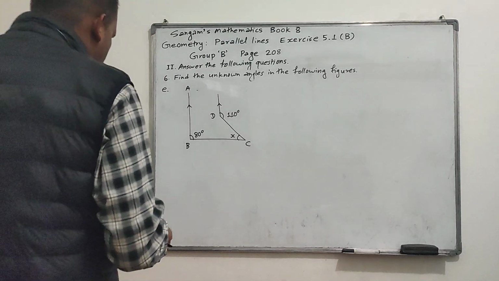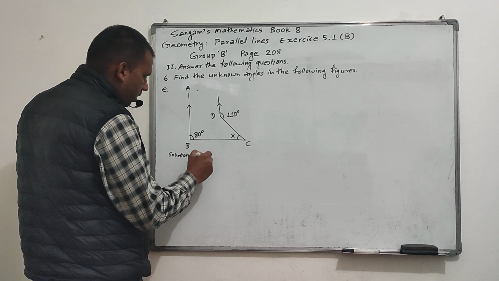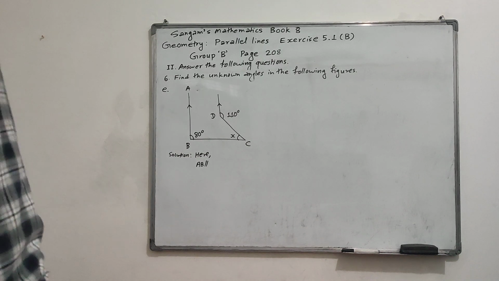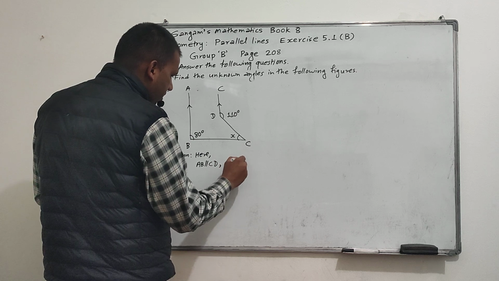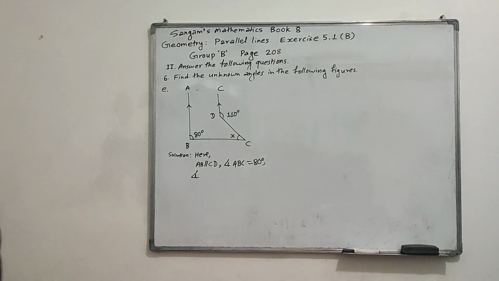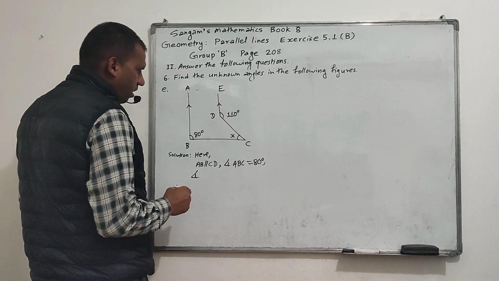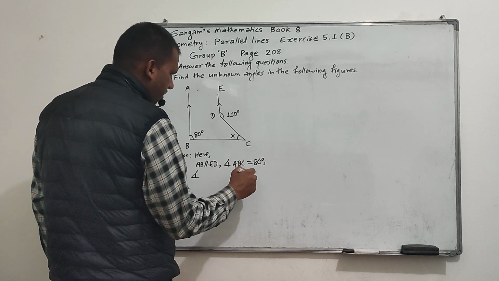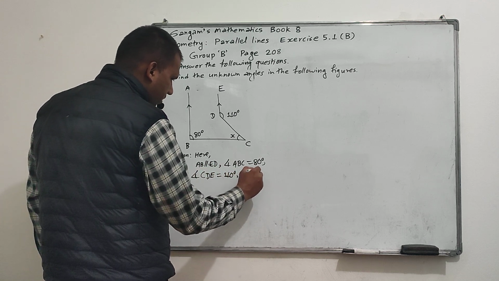Okay students, now next question 6e. In this figure we have to find the value of X. Here AB parallel to CD, angle ABC equal to 80 degree, and at this point E, angle CDE equal to 110 degree, x equal to question mark.